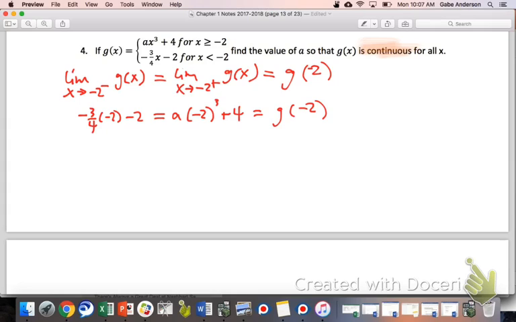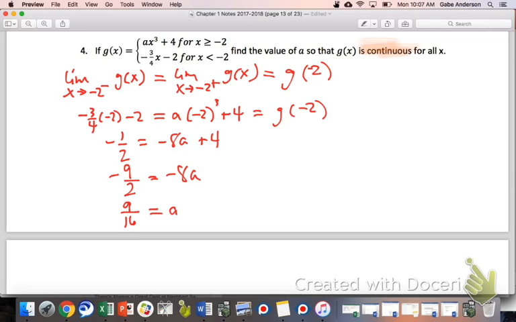Okay, so we do some arithmetic there. 3/2 minus 2. Did you guys get -1/2 right there? And that is equal to -8a plus 4. So maybe we subtract 4 from both sides. So -9 over 2 equals -8a. And then drawing on all those Algebra 1 questions you did, we divide both sides by -8, and we're there. So you guys get 9/16. So 9/16 is equal to a.